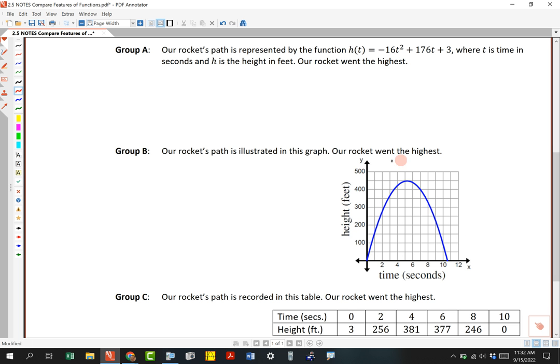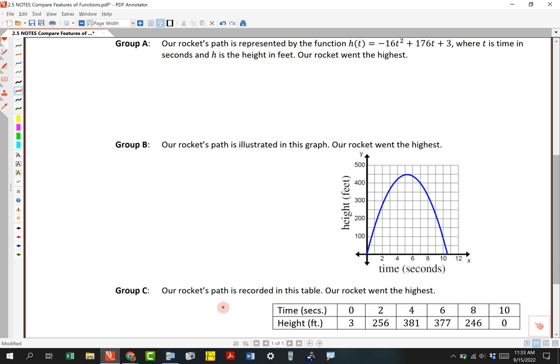Next group, they illustrate it with this graph. So it looks like this, time in seconds down here, height in feet over here. So at least they're both measuring them the same way with the same units. That's going to be helpful. And they said our rocket went the highest. And then the last group, they just said, hey, our rocket's path is recorded in this data. Ours went the highest. So let's take a look at this right here. What would you do to figure this out?